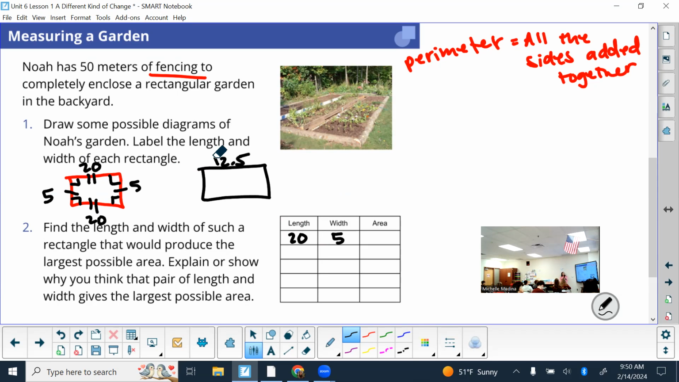Okay, 12.5, which means this would have to be 12.5, which means what would my width have to be, class? 12.5 also. So really, what kind of shape does this make? A square, but all squares are also rectangles. Squares have 4 right angles with the opposite sides congruent. So that still works. You can add that to your table if you didn't already. 12.5 by 12.5 does have a perimeter of 50. Good.